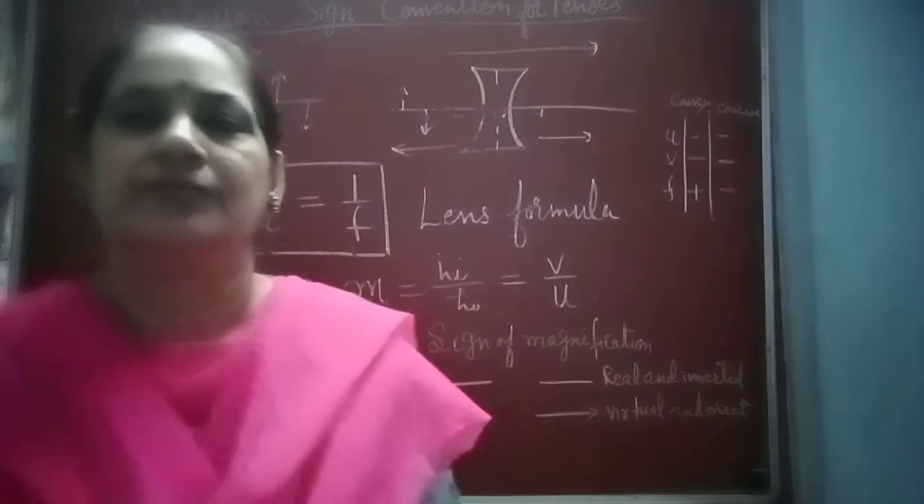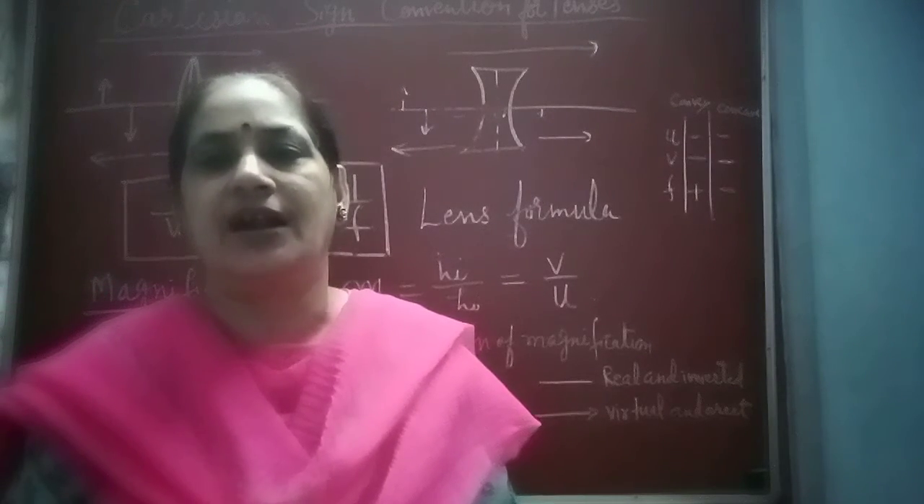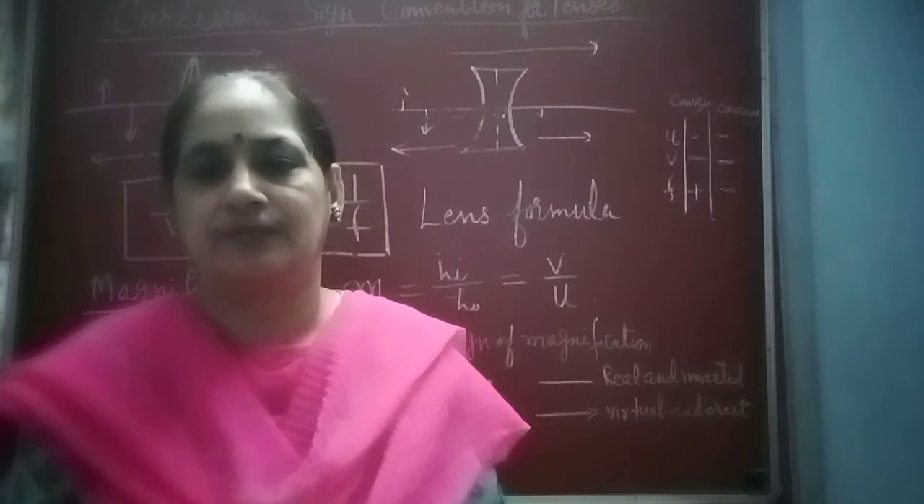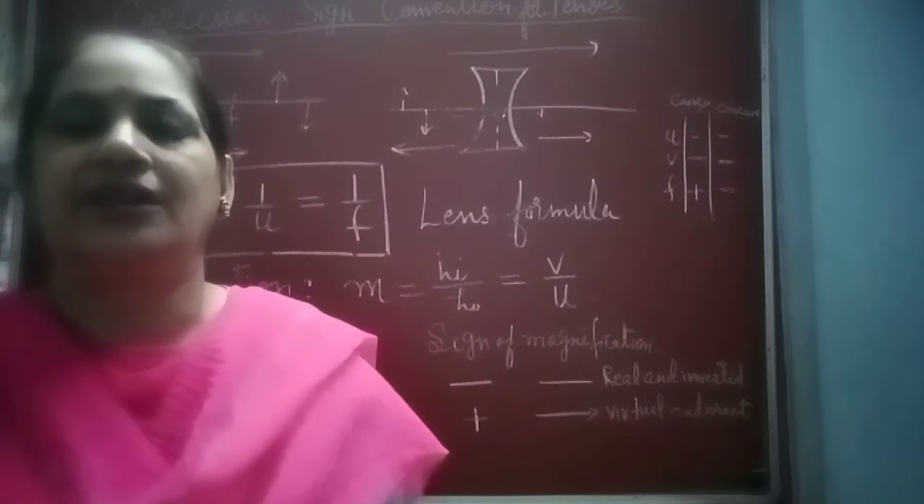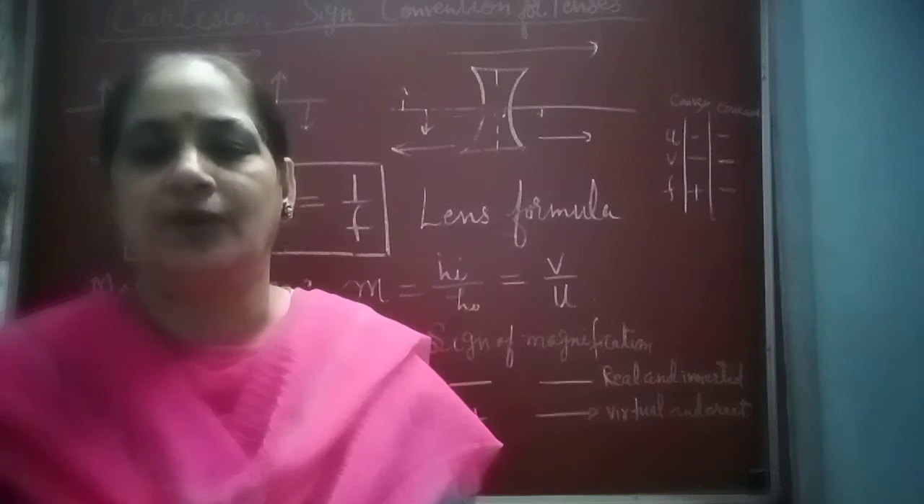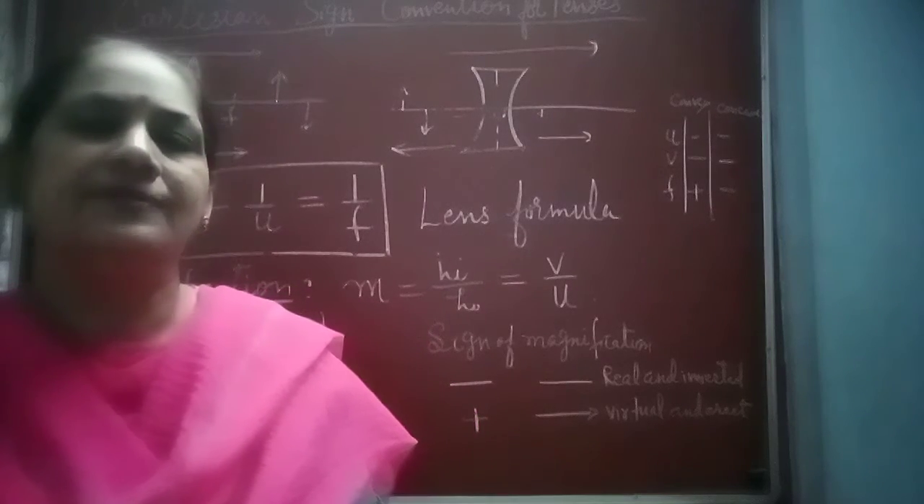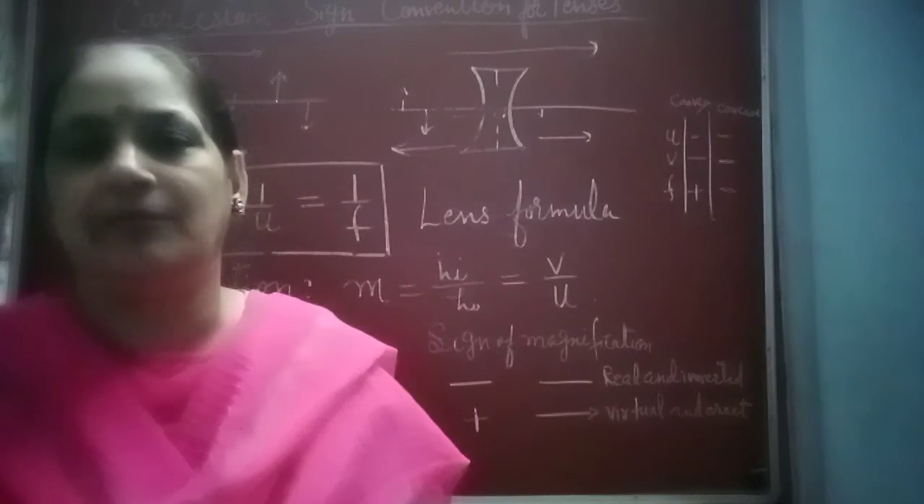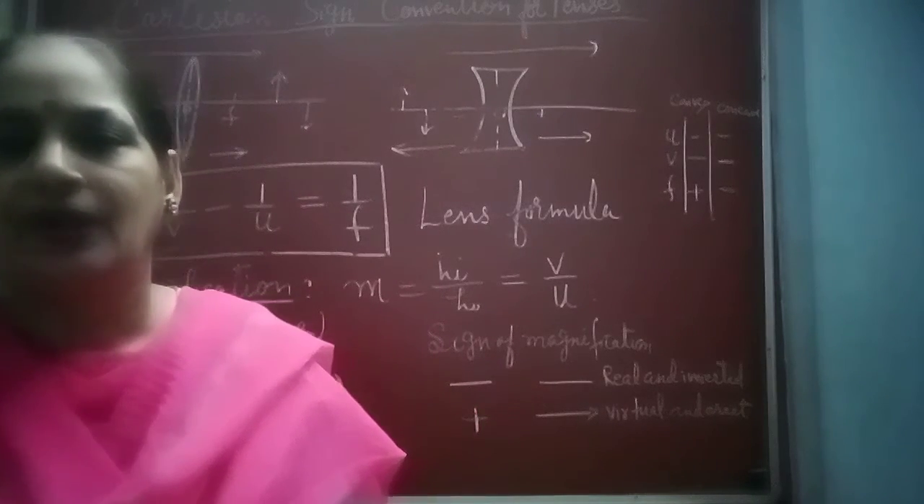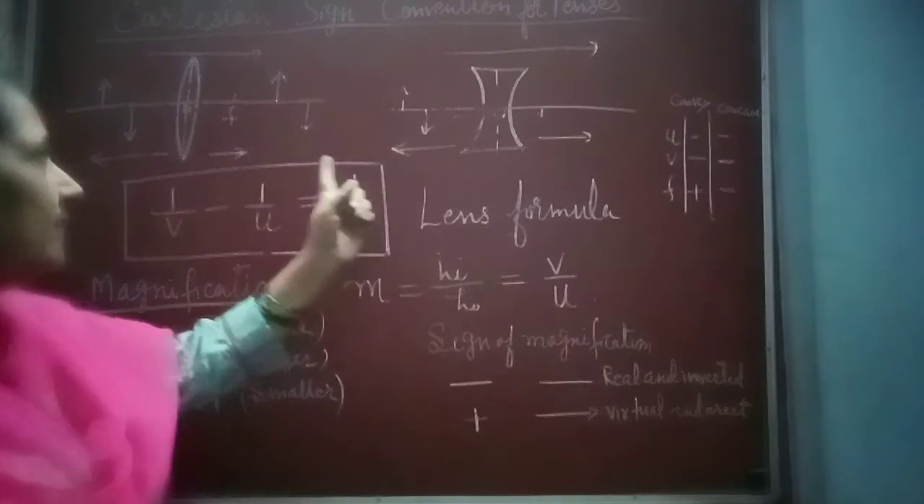Good morning, children. Today we will discuss the Cartesian sign convention. In Cartesian sign convention, there are some rules which we are supposed to follow to give sign to object distance, image distance, height of the object, height of the image, focus, etc. So first of all, we will start with convex lens.